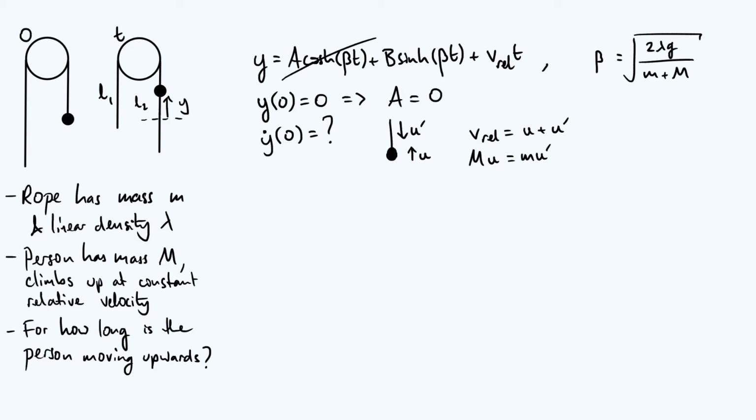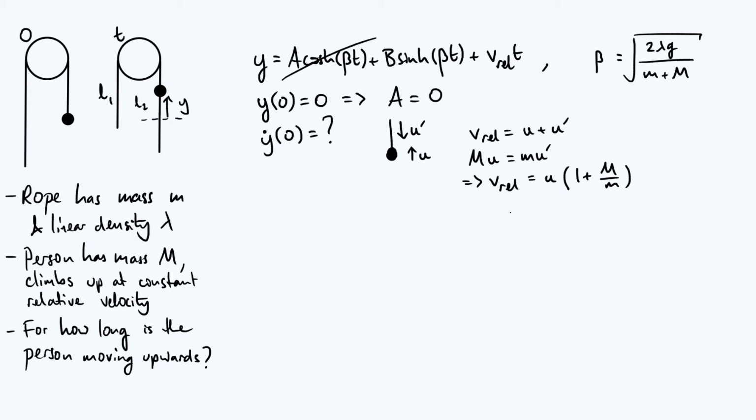So we've got these two conditions that relate u and u dash. If we substitute the second one into the first one, you'll find that your relative velocity v_rel is u times 1 plus this mass ratio, big M over small m. And then ultimately what we want is actually this u value, right? That's the initial upwards velocity of the person in the lab frame, which is just y dot at time 0. So this is the thing we're interested in.